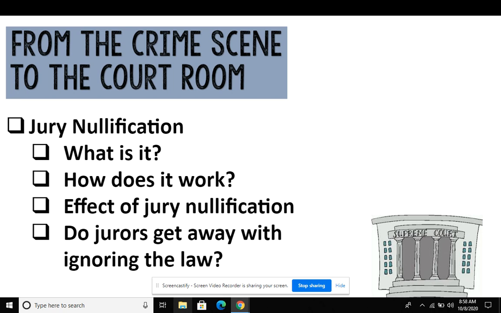So jury nullification occurs when a trial jury reaches a verdict that is contrary to the letter of the law because the jurors either disagree with the law under which the defendant is prosecuted, or they may believe that the law shouldn't be applied in the case at hand.